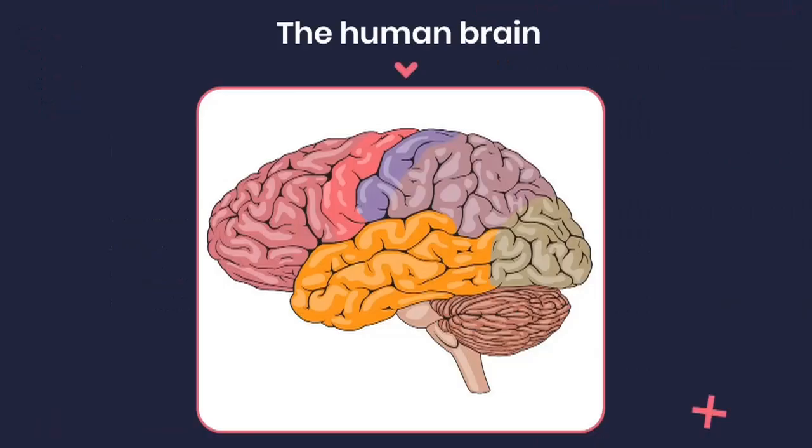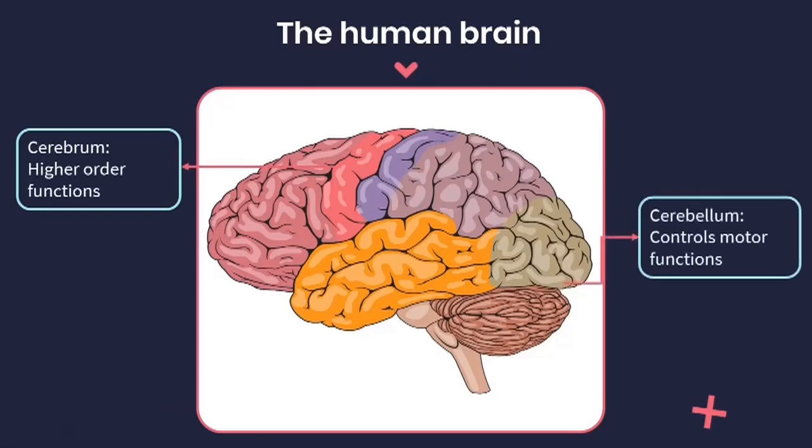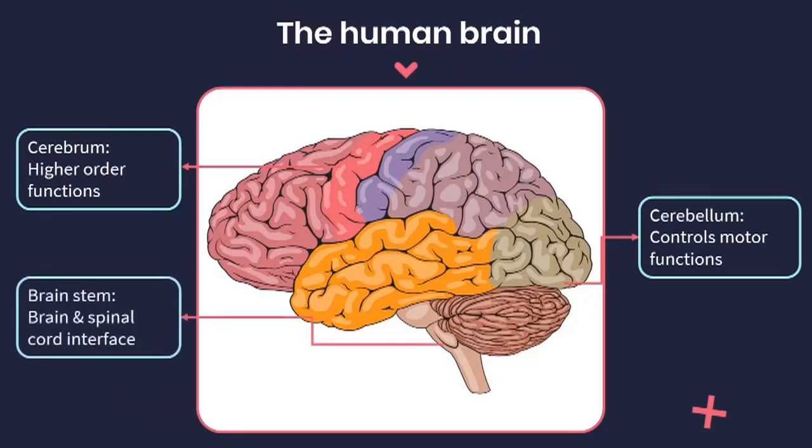So, if neuroscience is largely about trying to understand how the human brain works, perhaps we need to start there. Roughly weighing between 1.2 and 1.4 kilograms, it comprises three compartments: the cerebrum, which is responsible for higher order cognitive functions; the cerebellum, which sits underneath the cerebrum and controls motor functions; and the brainstem, which acts as a relay station between the brain and the spinal cord. For now, we will have a closer look at the cerebrum.